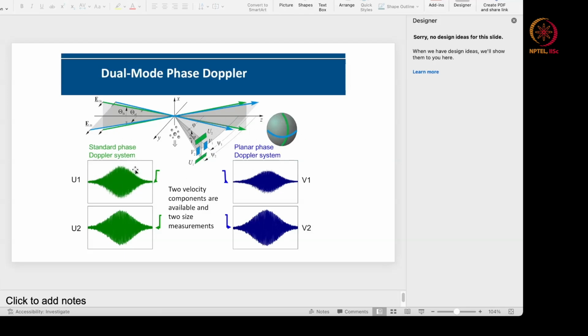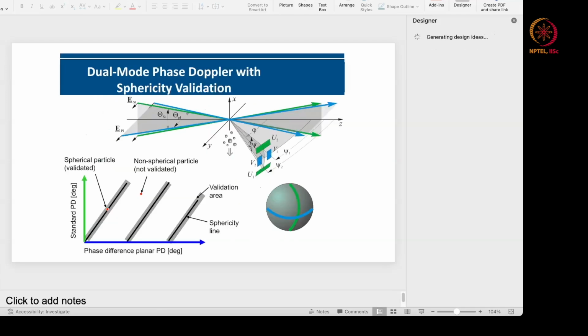So you understand that green corresponds to meridional, blue corresponds to equatorial, and these two detectors are placed at an elevation. V1 and V2 are placed in the same plane. So this is the thing that you should keep in mind when you are actually doing this measurement.